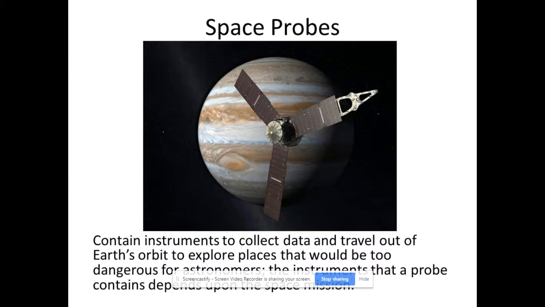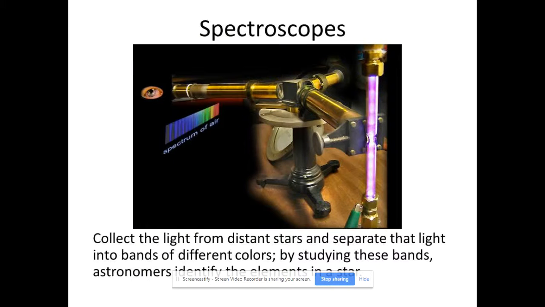The last major tool that you need to know about is a spectroscope. You guys have actually looked at a spectroscope. I walked around with one day in class. It was a little black tube, and I had you look at the light, and inside the tube, it had a little rainbow in it.